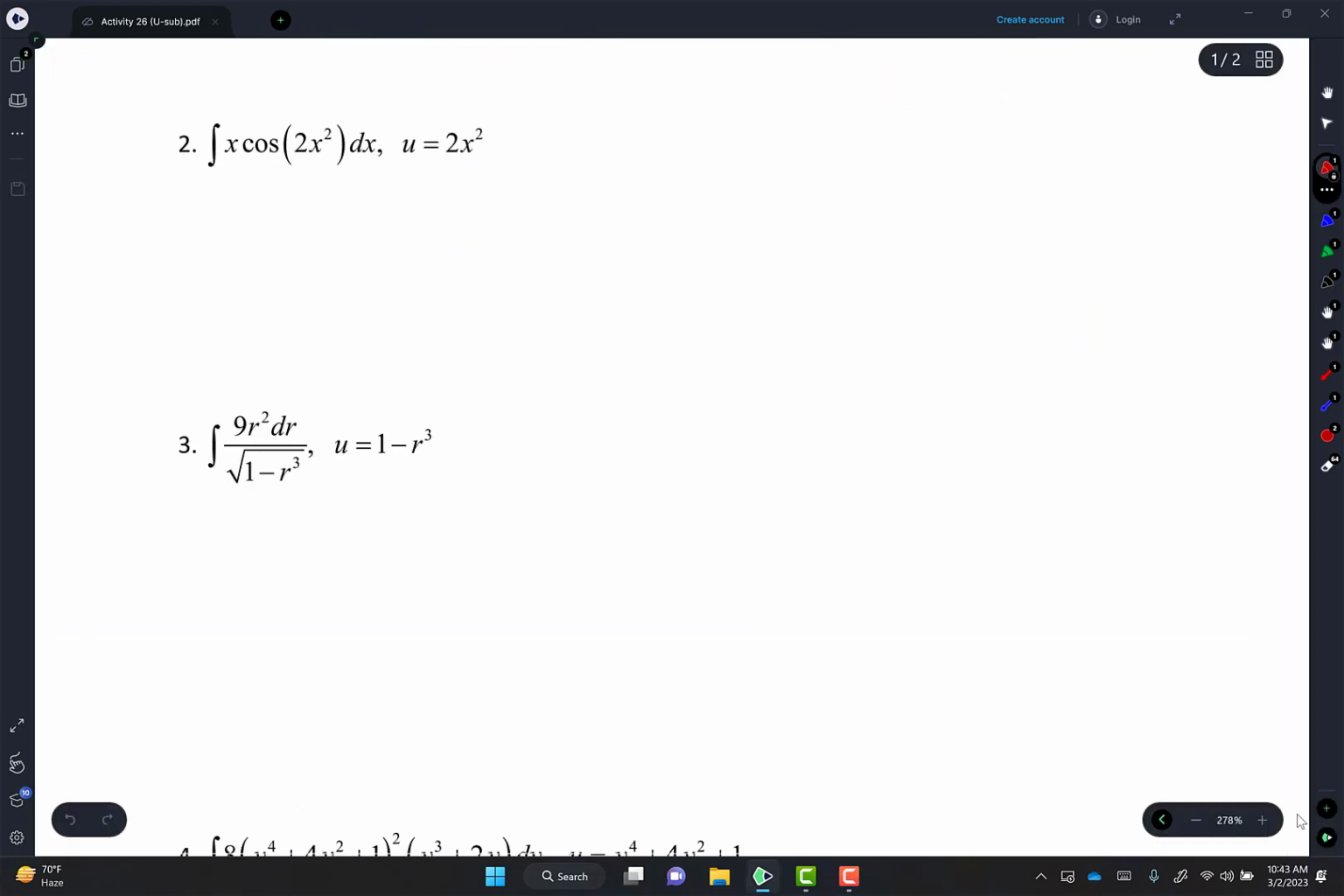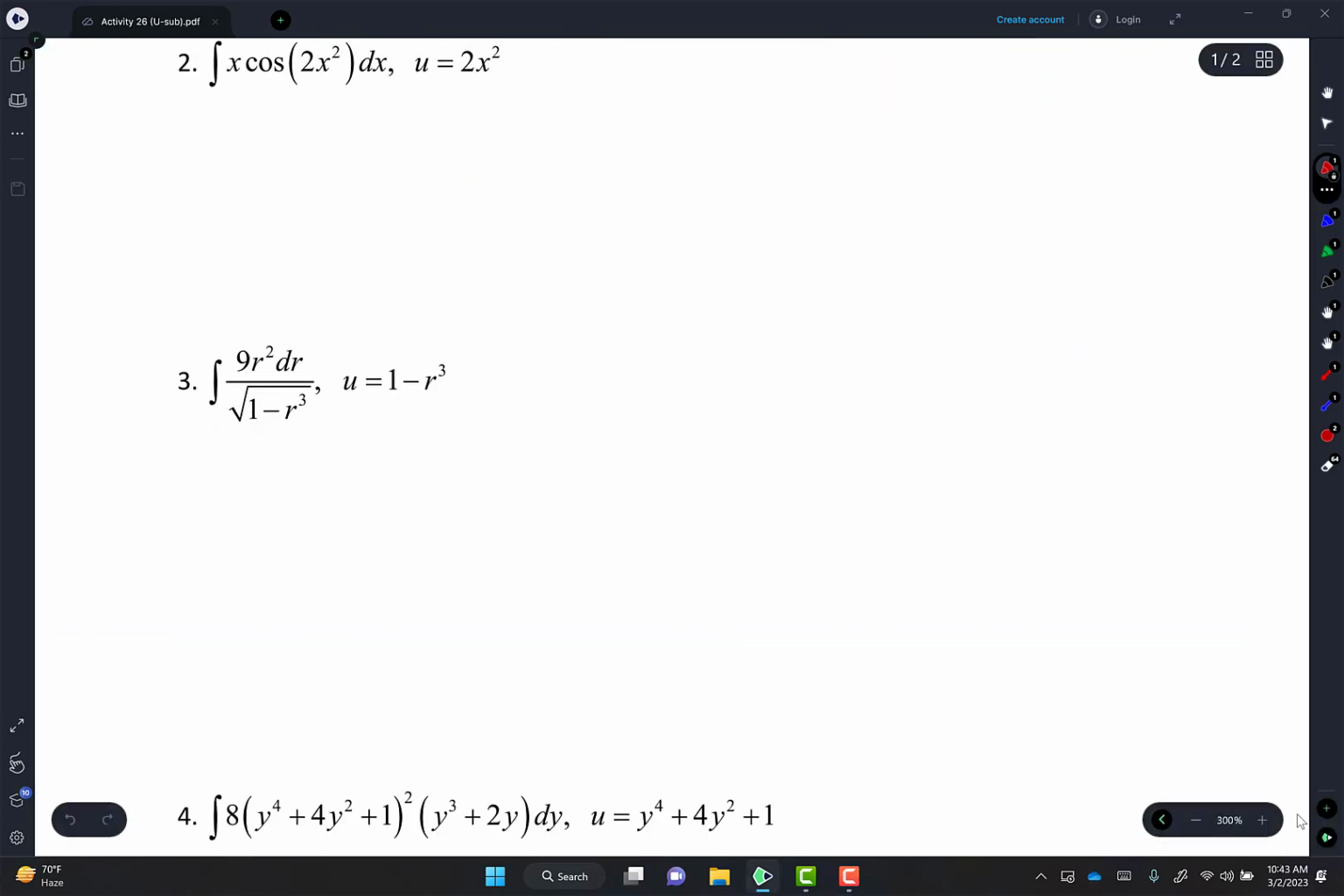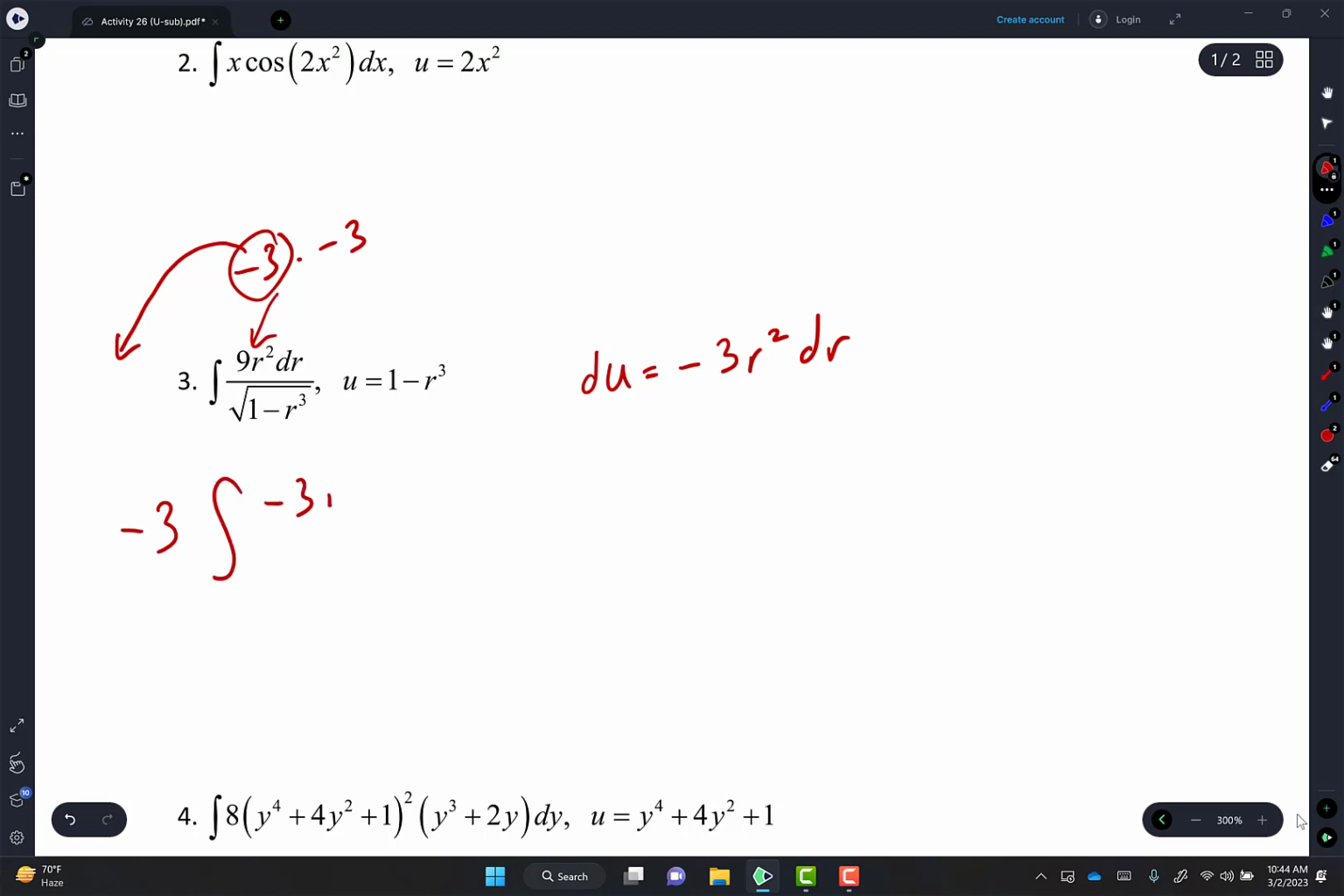So on number 3, I'm going to go du equals negative 3r squared dr. Notice that I have a 9r squared dr. Do you guys notice that? Isn't negative 3 times negative 3 9? So I'm going to pull one of these. So I'm not balancing on this one. I'm going to go negative 3 integral, and I'm going to write negative 3. I'm just rewriting it. I haven't substituted anything yet. I'm just rewriting it so you guys can see. They already put the dr.